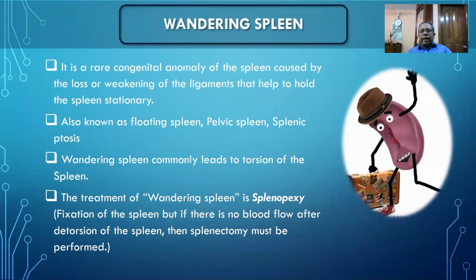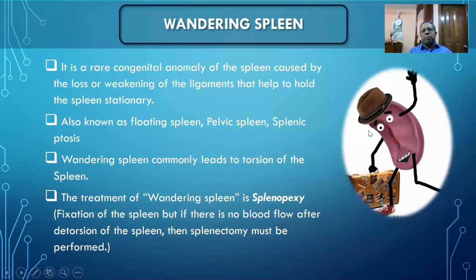Another terminology is the wandering spleen. It is a rare congenital anomaly of the spleen caused by the loss or weakening of the ligaments that help to hold the spleen stationary. The spleen is usually fixed in position in the left hypochondrium. It is attached to ligaments, so it is more or less fixed in position there.